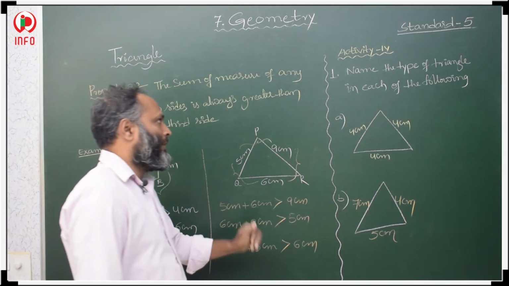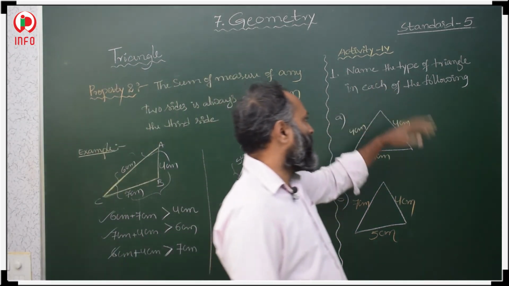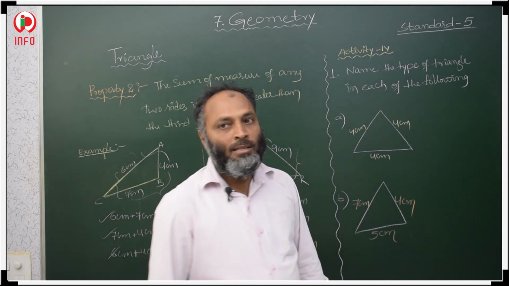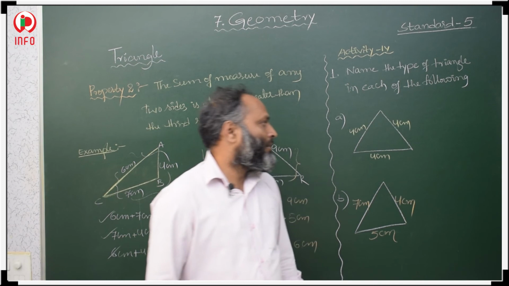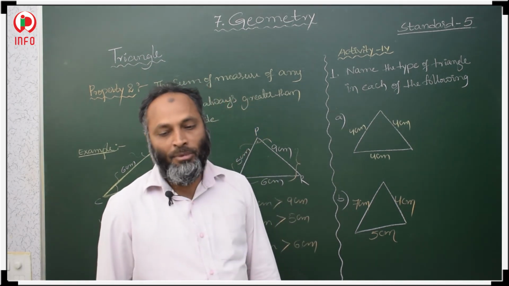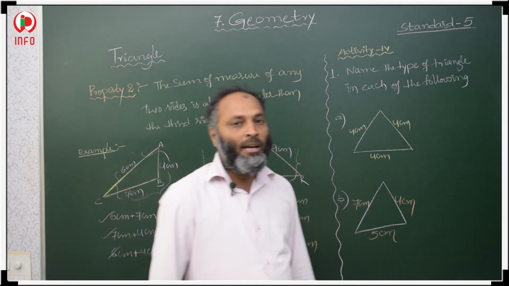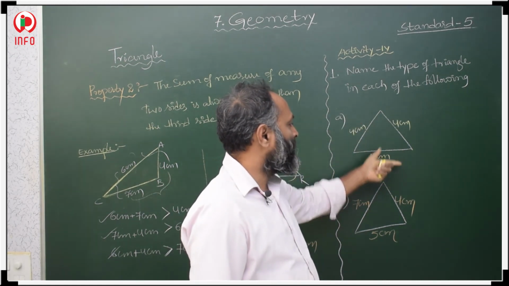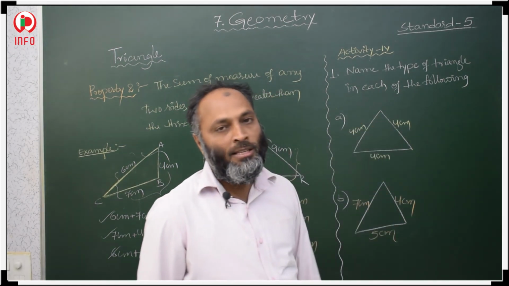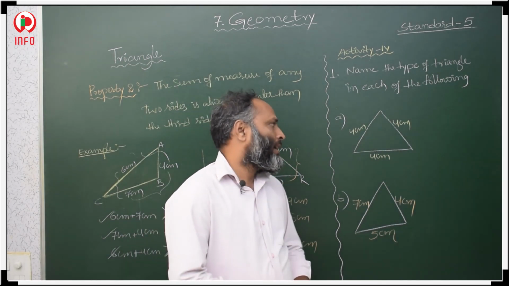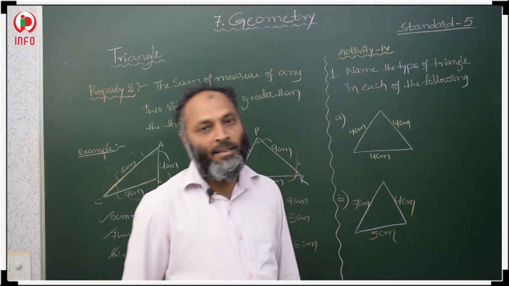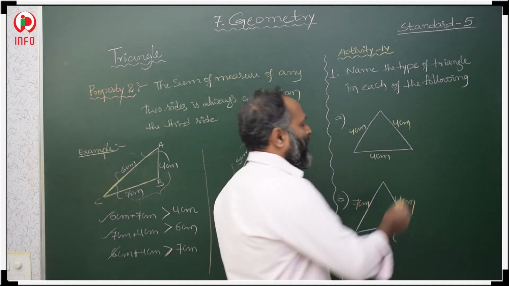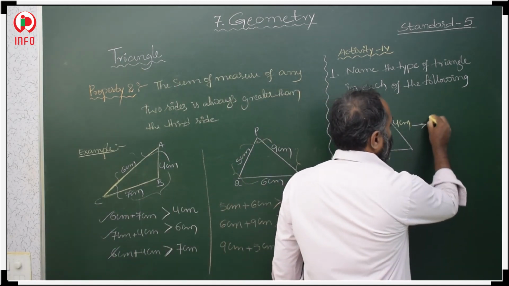After that, in activity 4, name the type of triangle in each of the following. Here the sides' lengths are given, so according to the sides' lengths we have to say which type of triangle it is. Here 4 centimeters, 4 centimeters, 4 centimeters. All three sides are equal. If all three sides are equal, then which type of triangle is it? It is an equilateral triangle.